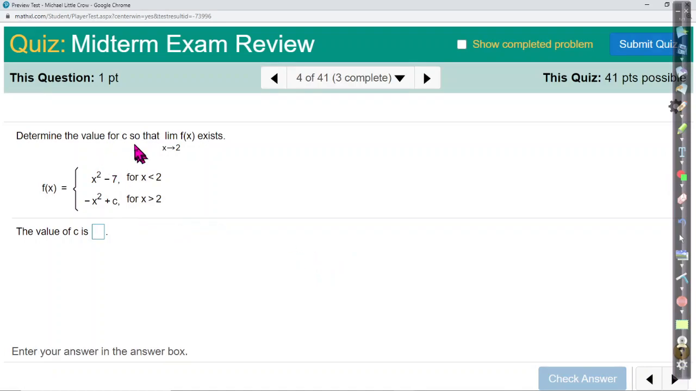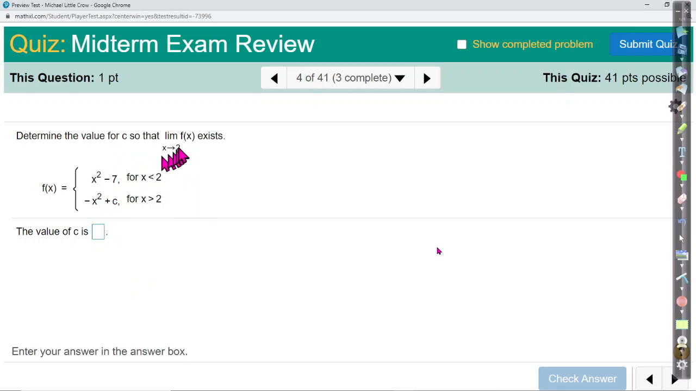So determine the value of c so that the limit at 2 does actually exist. So notice 2 is actually not even in this domain. We've got something if x is less than 2 and something if x is greater than 2, but we don't have any value for what happens when x equals 2.